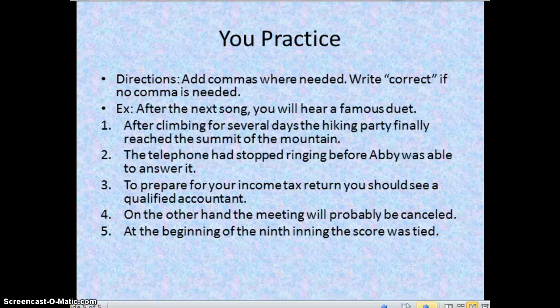So, for example, it says, after the next song, you will hear a famous duet. All right, I know that after the next song is not a sentence, but it is introducing the sentence that is following: you will hear a famous duet. So I put a comma after that introductory element. So take your time and practice to see how well you can find the introductory elements and place commas where they need to go.